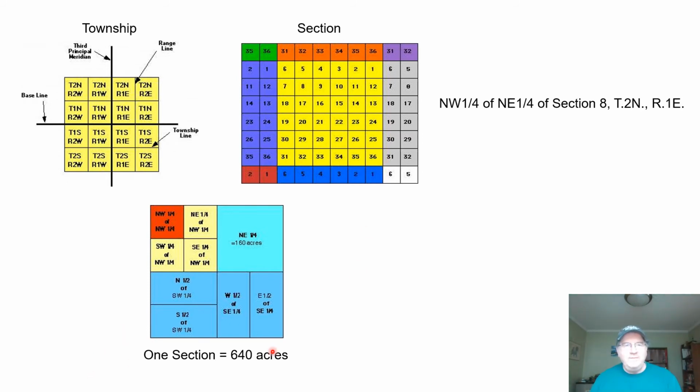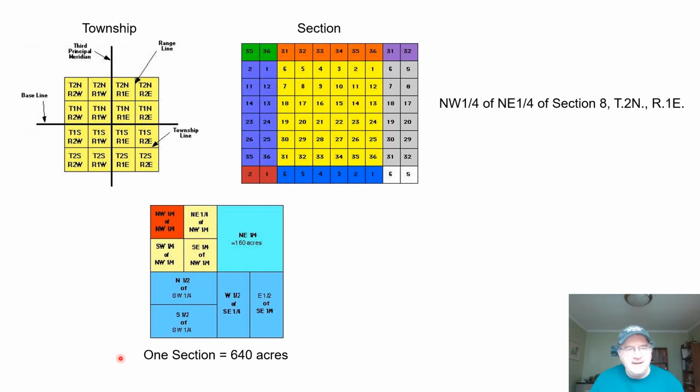And one of these sections, so township, range, and then this is a section. These are sections within the township and range. Can be looked at this way. One section is an area of 640 acres. And typically people refer to these by their position within that. So in my example that I pulled up here, the northwest 1/4 of the northeast 1/4 of section 8.